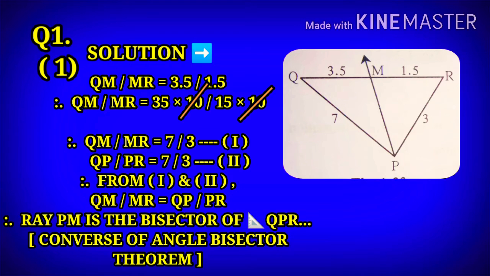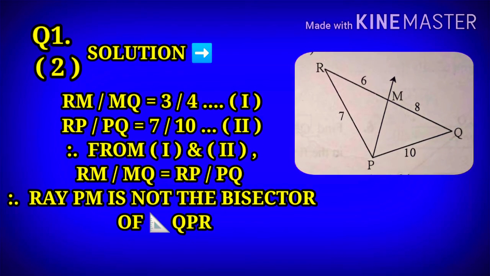Therefore, from 1 and 2, as both the right hand sides of step 1 and step 2 are equal, the left hand sides of step 1 and step 2 become equal. Therefore, we can say that ray PM is the bisector of angle QPR because of the converse of angle bisector theorem. Now let's see the solution for sub-question 2.